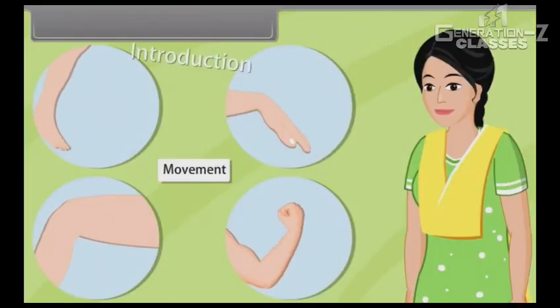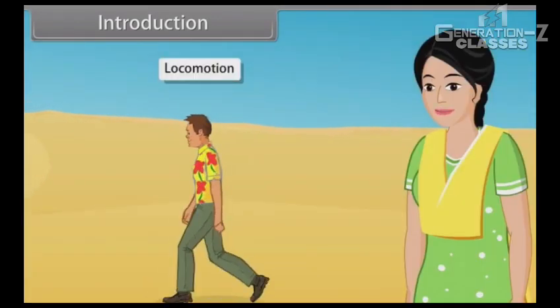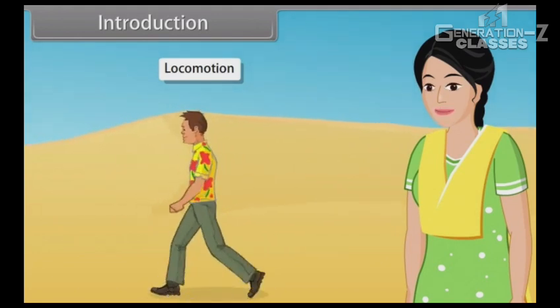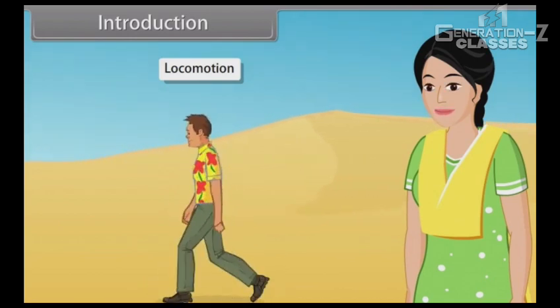Introduction. Hey kids, in this lesson you will learn about locomotion and movement in the human body. Movement is a feature of all living organisms. Animals move from place to place. When an organism moves from one place to another place as a whole, it is known as locomotion. When only a part of the body moves, it is called movement.